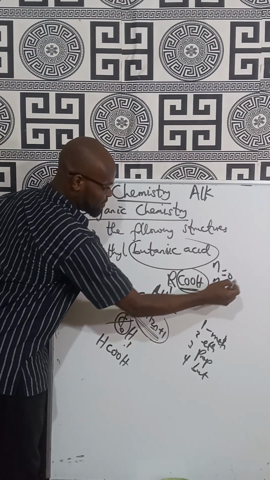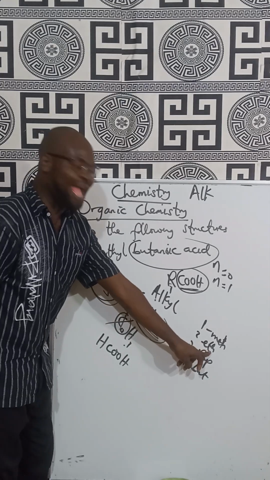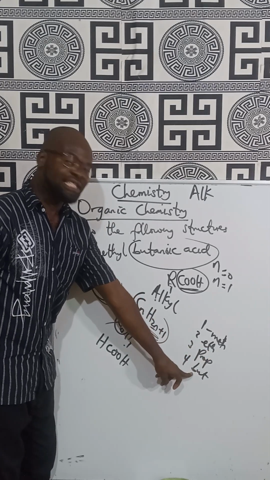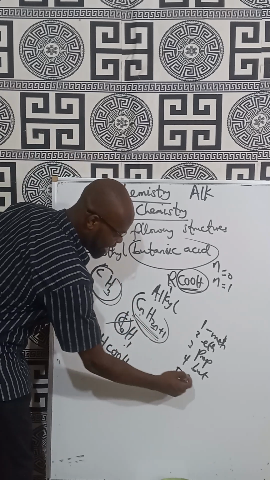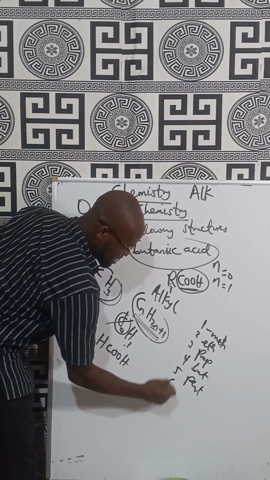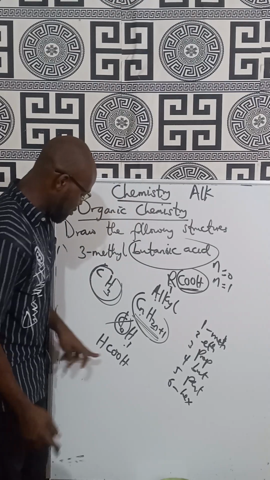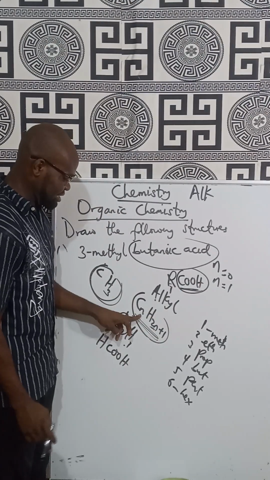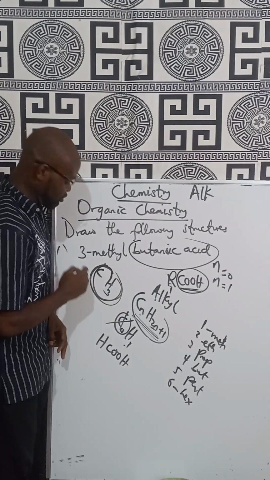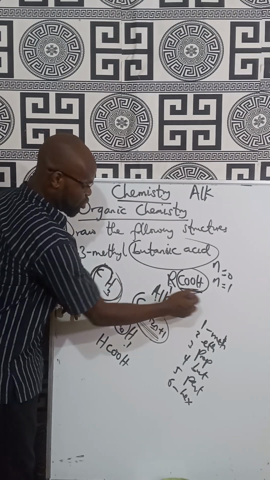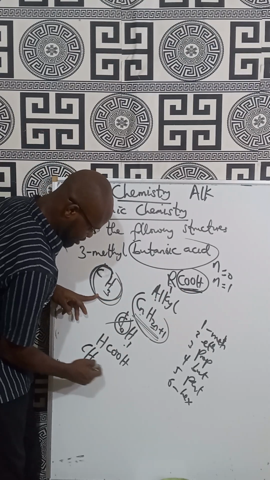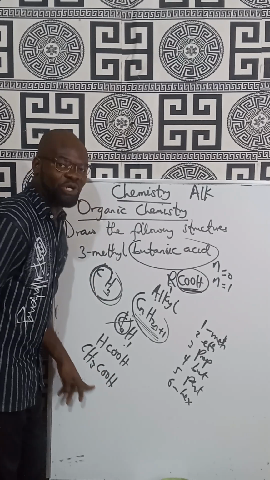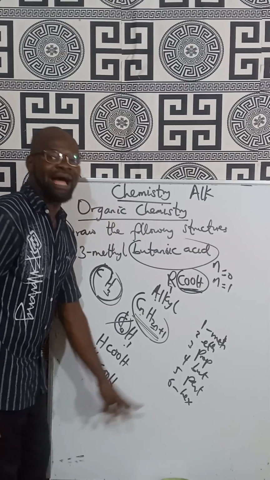Now putting n as 1, that's now eth. So 1 is eth, 2 is now prop, 3 is but. Normally 5 is pent, 6 is hex. So now putting n as 1, that's CH3COOH. That's ethanoic acid. You see now?